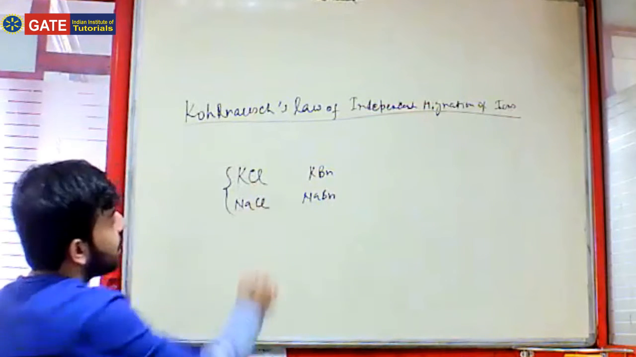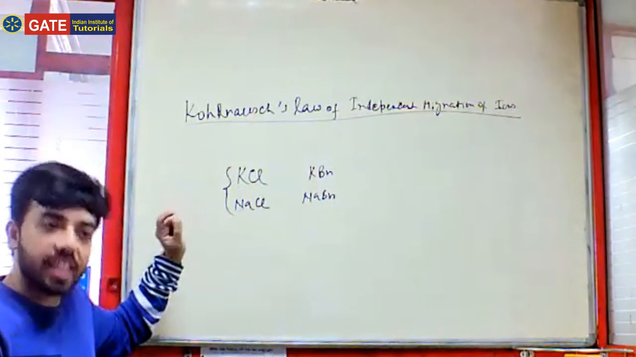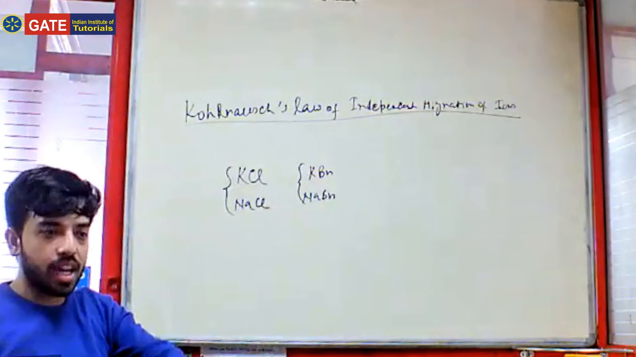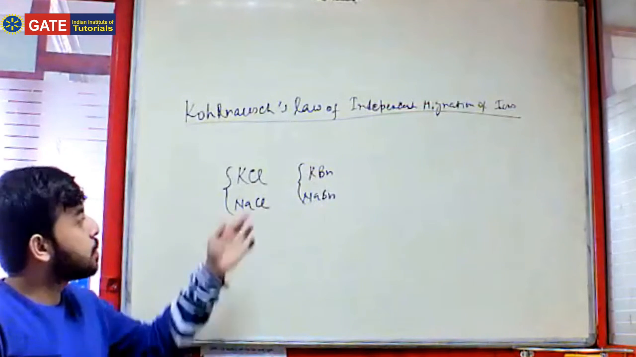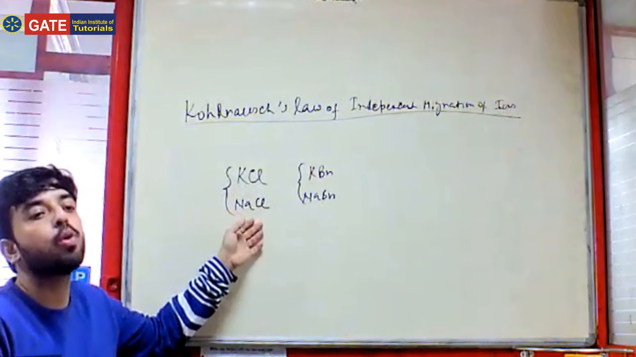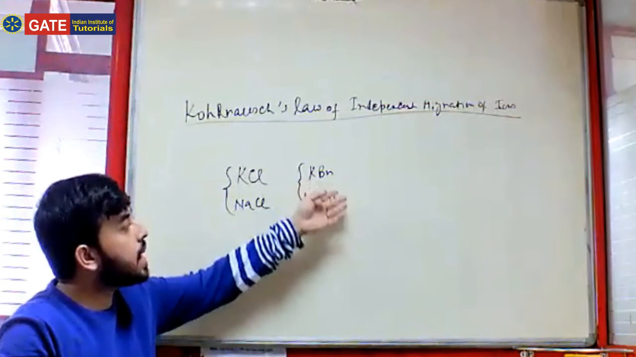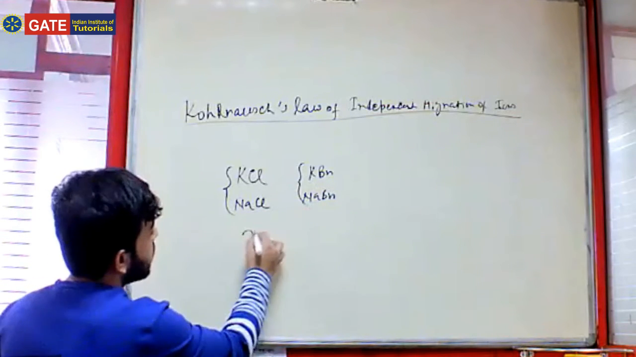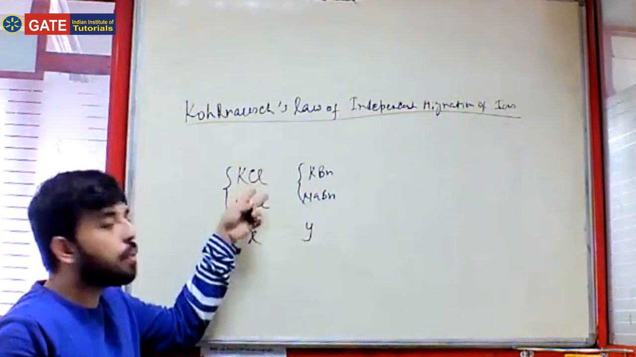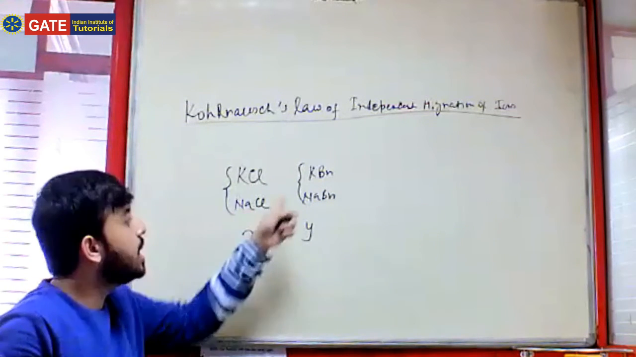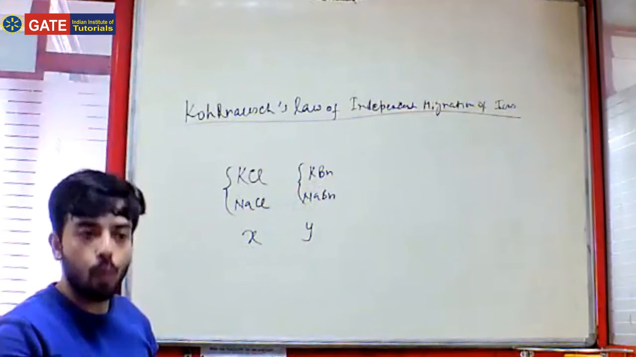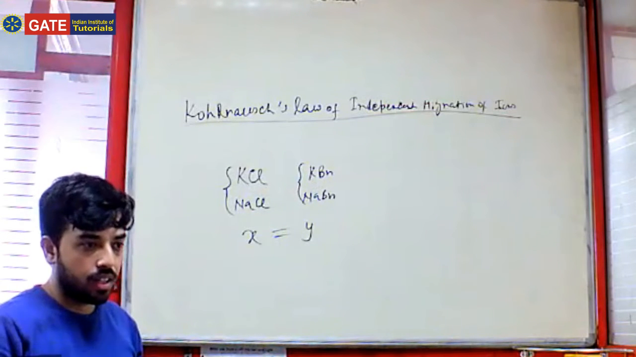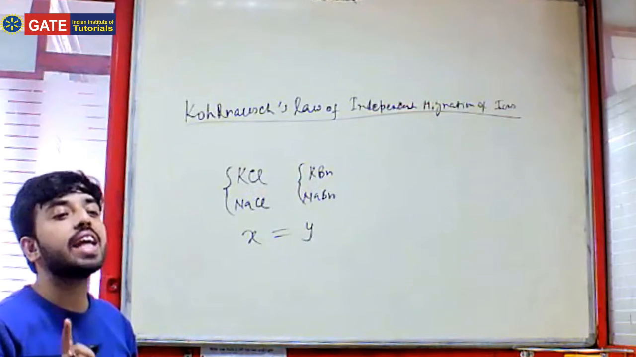Suppose you are comparing the molar conductivity value between KCl and NaCl. Similarly, you are checking the molar conductivity value of KBr and NaBr. Suppose the difference between KCl and NaCl came X, and the difference between KBr and NaBr came Y. So it has been observed that X is equal to Y. Clear? It has been observed that X is equal to Y.